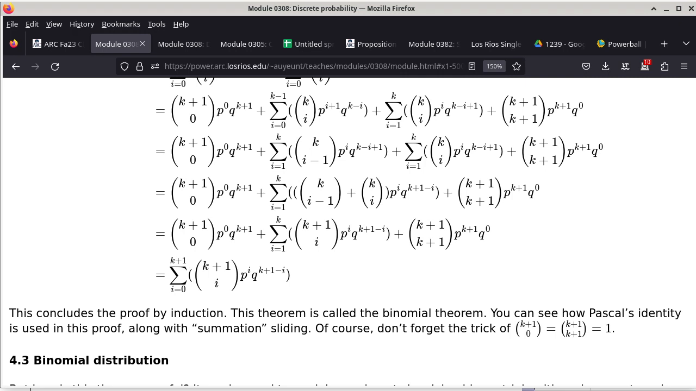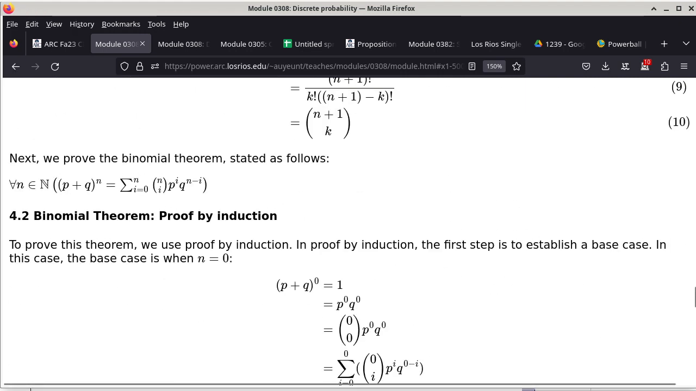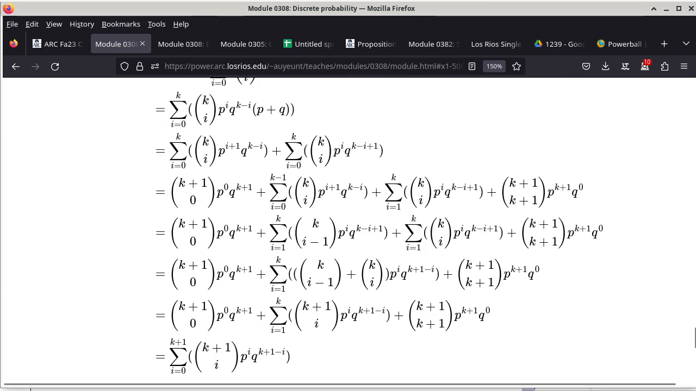But that, in return, matches the format of the binomial theorem. So by this time, we have shown that by assuming the binomial theorem is true when n equals k, it also has to be true when n equals k plus 1. So now we arrive at the actual proof of the binomial theorem.